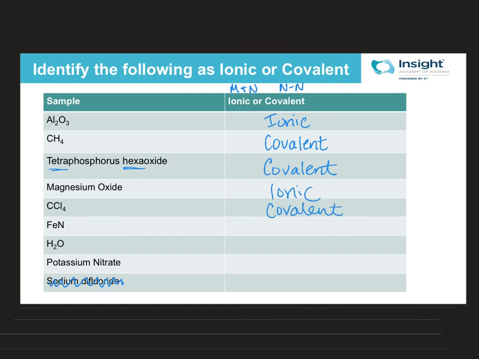All nonmetals, iron is a metal. All right, water, liquid at room temperature, so low boiling point. And then this last one, you've got your metal potassium, and then it happens to be attached to a polyatomic ion. But again, it's ions, so we know that's ionic.